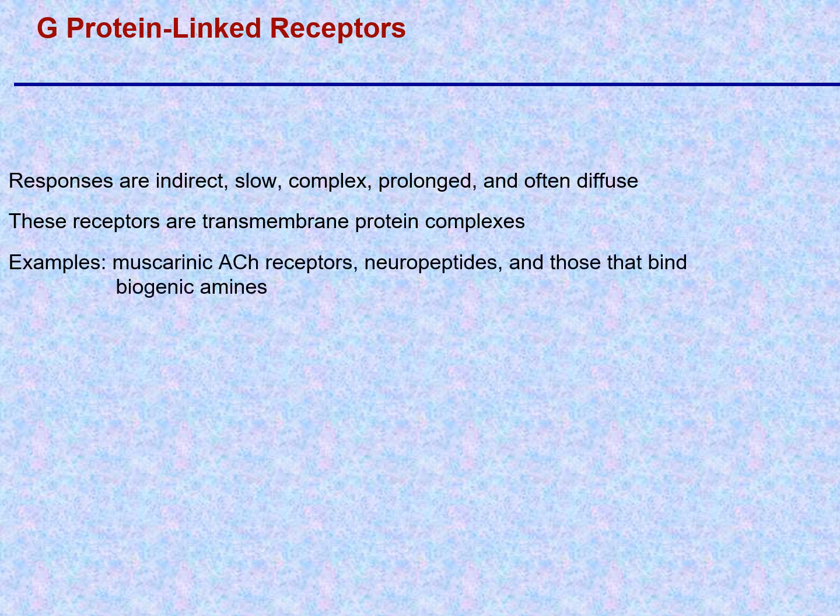G-linked proteins are examples of indirect activation, and these effects are slower, much more prolonged, have longer action. They involve transmembrane protein complexes that are present but are not able to form channels. What they do is they change in shape so that they have an effect on the interior side of the cell, and that's how they mediate their effect.